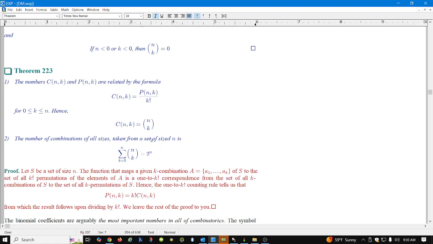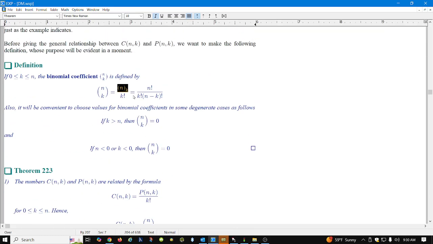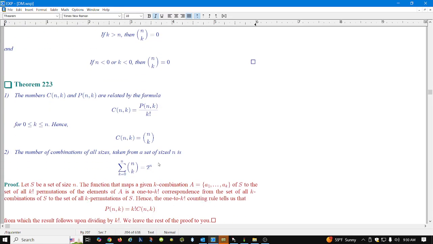Just to be clear, I'm sorry if this is belaboring the point, C(n,k) is defined to be the number of combinations of size k taken from a set of size n. And n choose k is defined to be n factorial over k factorial times (n minus k) factorial. And this theorem says those two different expressions are equal in value.